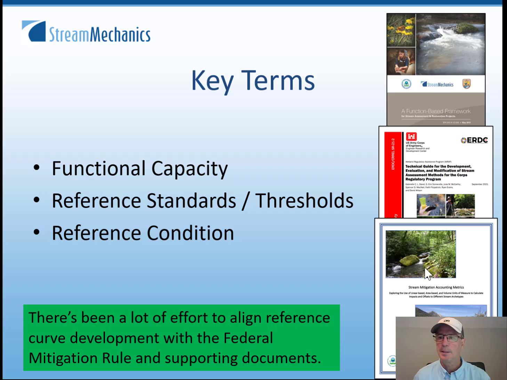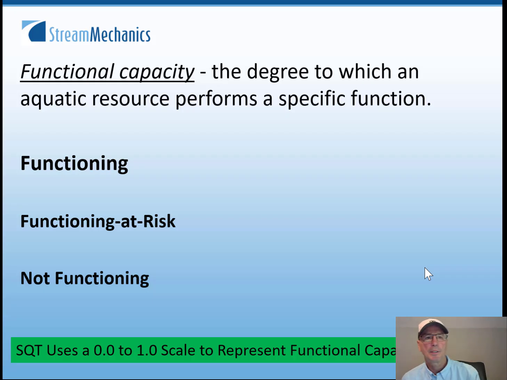And then the last document is the stream mitigation accounting metrics. It's kind of a sister document to the ERDC document. The ERDC document focuses on the stream assessment method, and then this stream mitigation accounting metrics document gives units back to the assessment within the regulatory program so that you can have debits and credits in units of functional feet, which is what the SQT uses, but it also evaluates area and volume to a degree, but mostly feet or length and area.